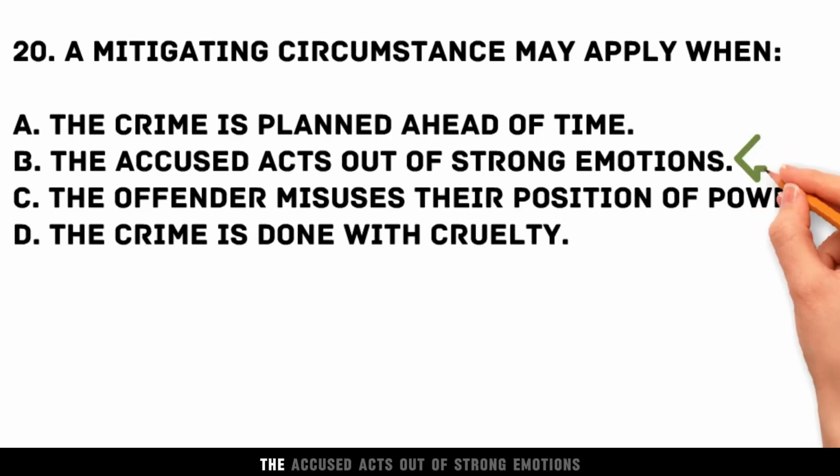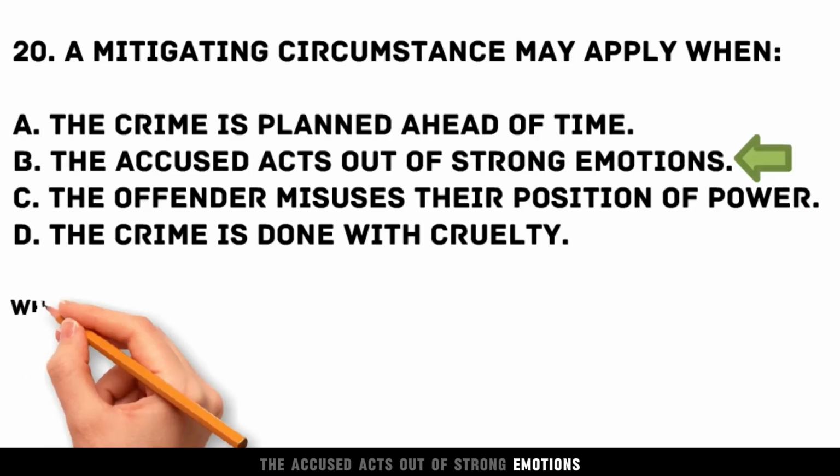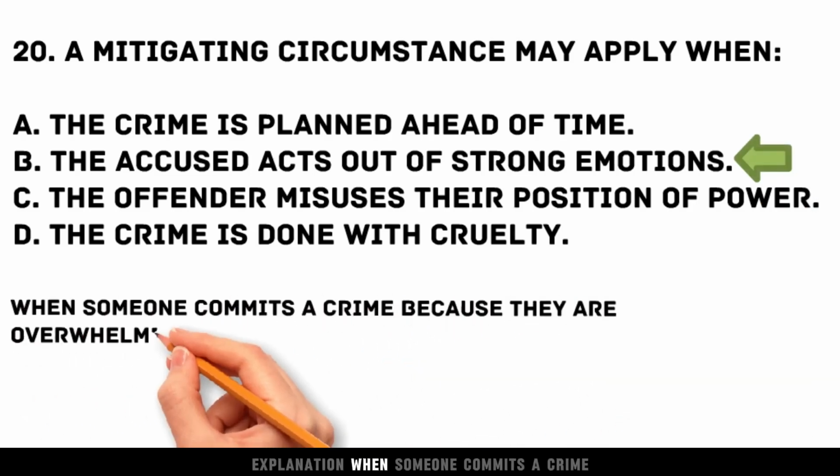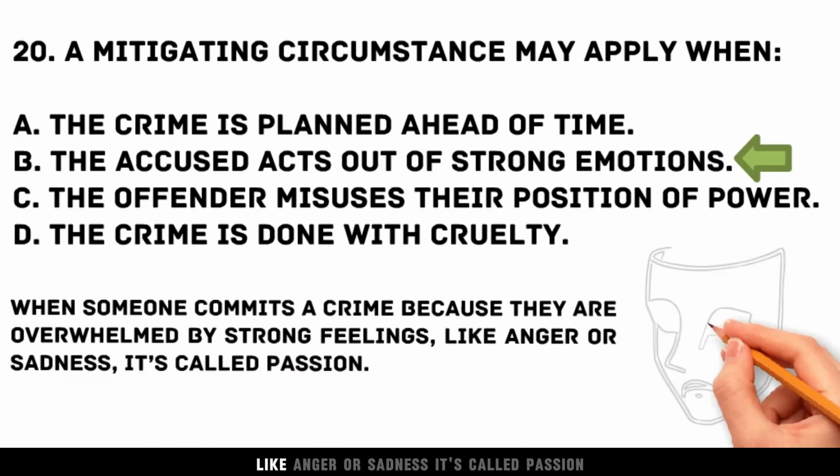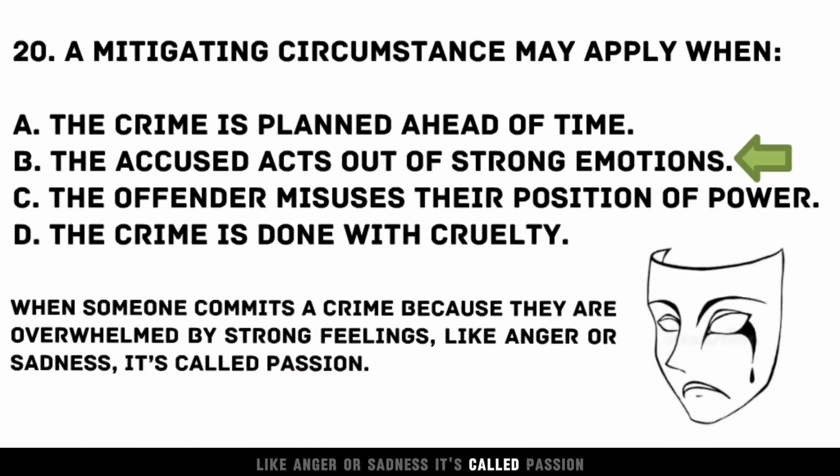Answer: B. The accused acts out of strong emotions. Explanation: when someone commits a crime because they are overwhelmed by strong feelings, like anger or sadness, it's called passion. This can lessen their blame because they weren't thinking clearly at that moment.